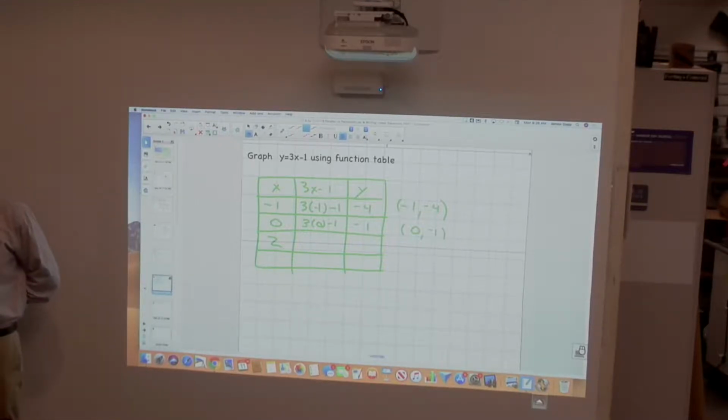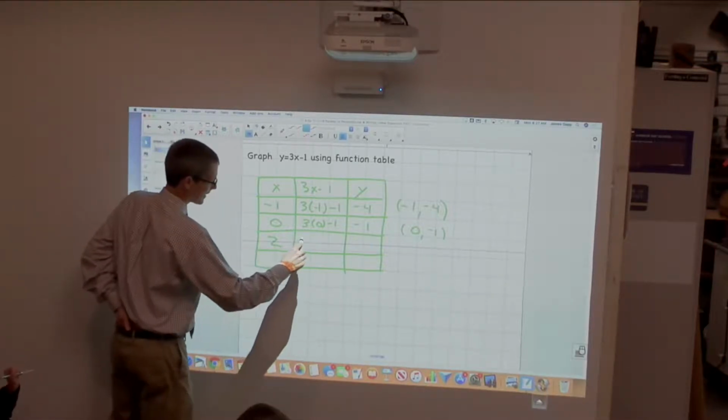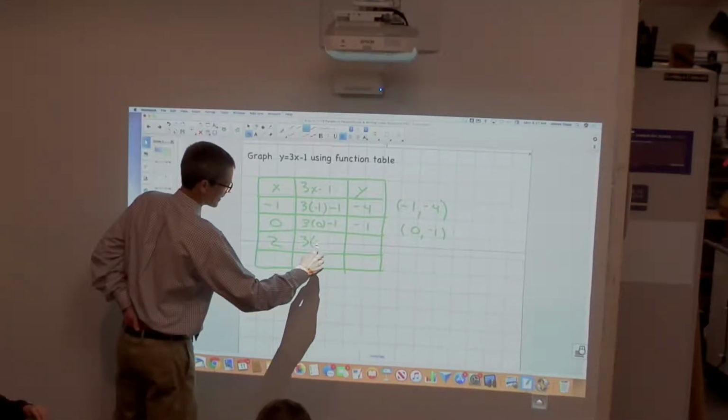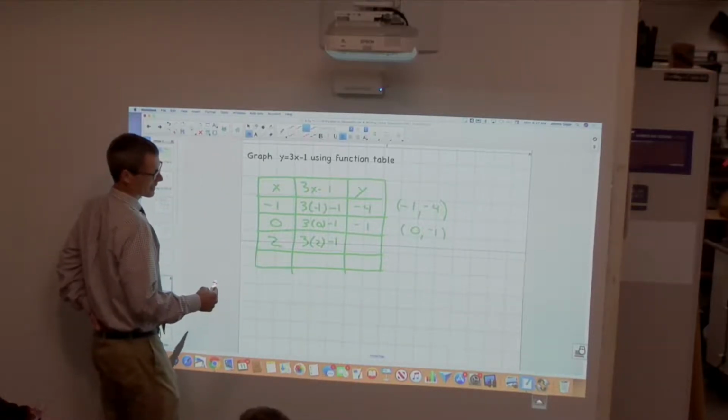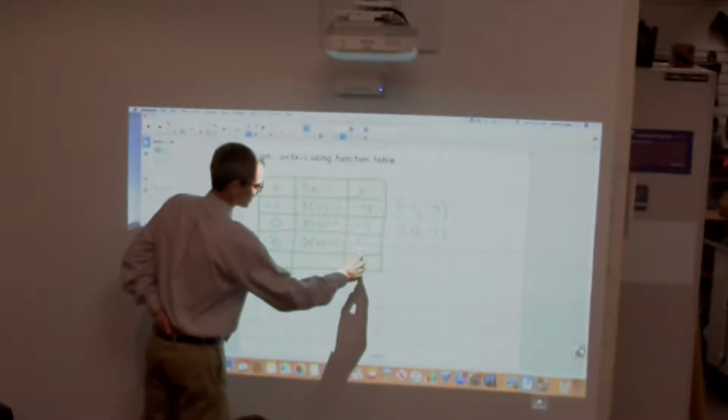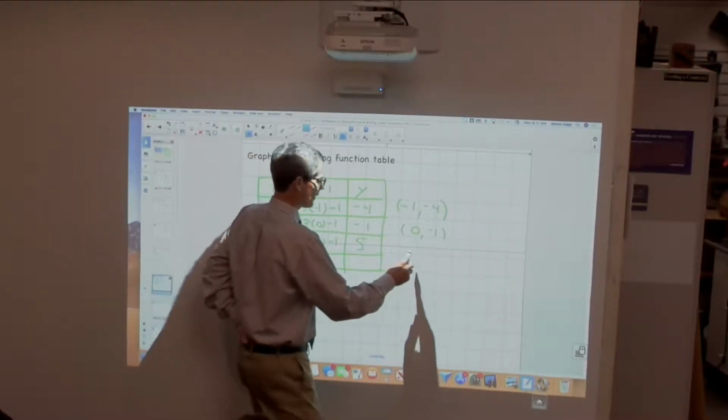So for the number 2, anybody? Okay, so you plug in your 2 in place of the x, so it's 3 times 2 minus 1, or plus a negative 1. Exactly. And then you get 6 minus 1, which is 5. Awesome. So then I have 2, 5.